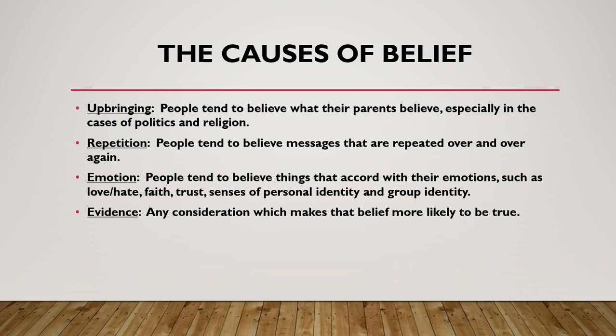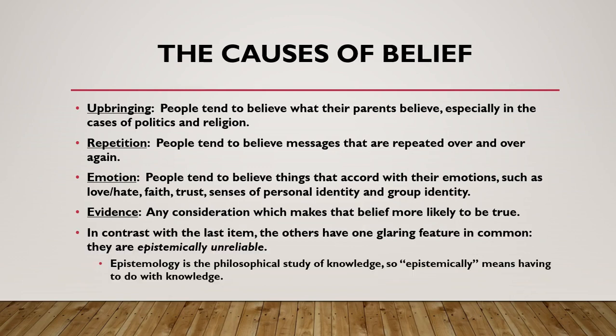And evidence. Any consideration which makes that belief more likely to be true, or any consideration that supports that belief. So in contrast with evidence, the others have one glaring feature in common. They are epistemically unreliable. Epistemology is the philosophical study of knowledge, so epistemically means having to do with knowledge. To recap: upbringing, epistemically unreliable. Repetition, epistemically unreliable. Emotion, epistemically unreliable. Evidence, particularly good, relevant, and sufficient evidence, epistemically reliable.